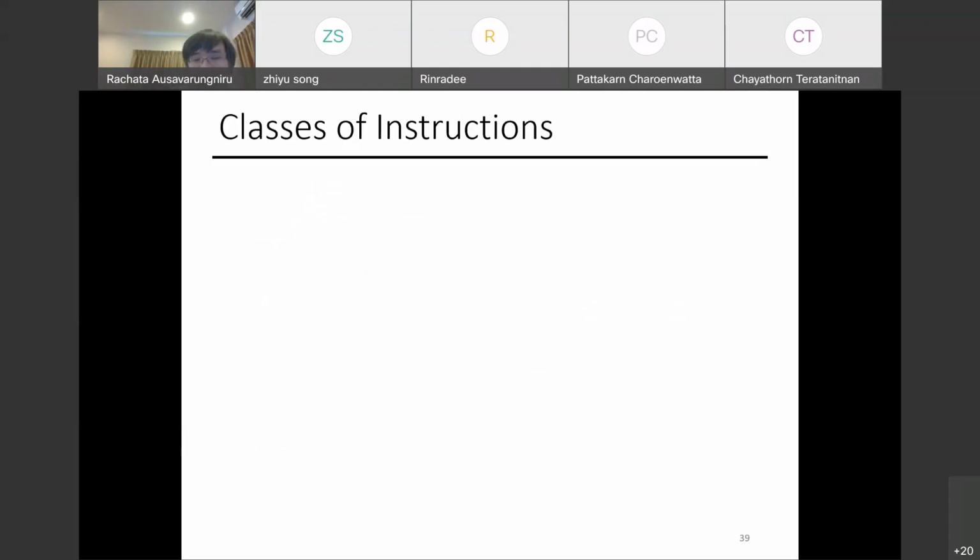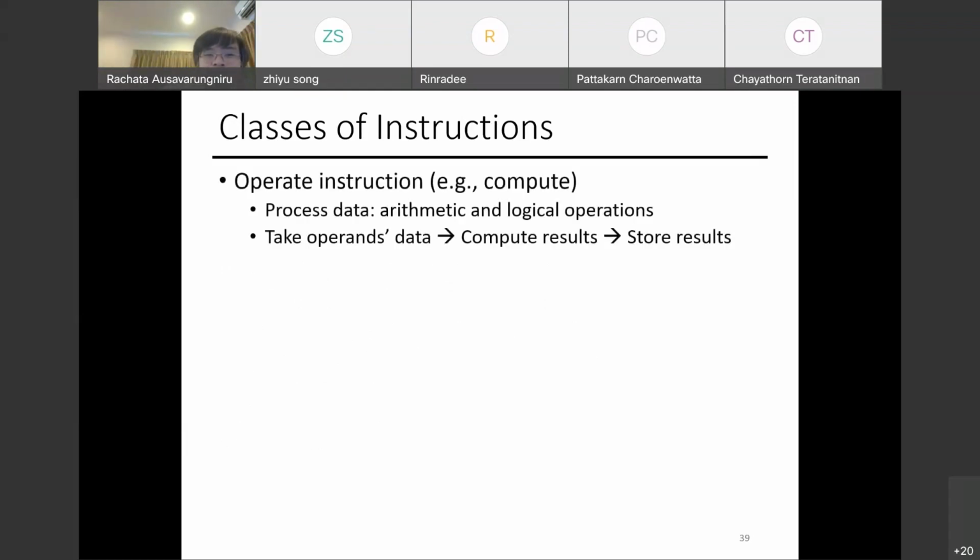If you look at classes of instruction, and sorry if I start to put you to sleep, we are almost done with the monologue. You can have the operate instruction. Basically, we call this a compute instruction. It processes the data. Add, multiply.